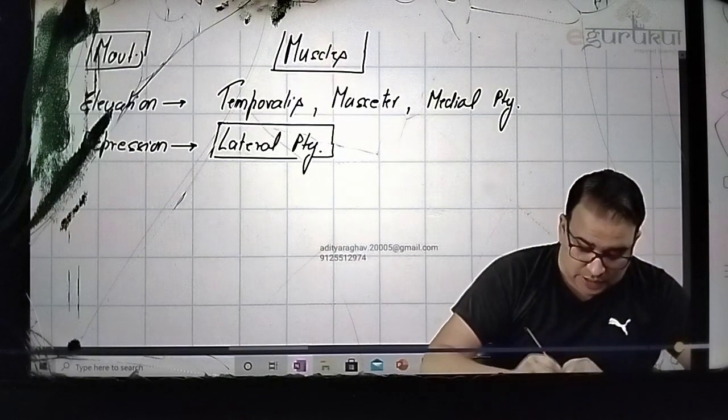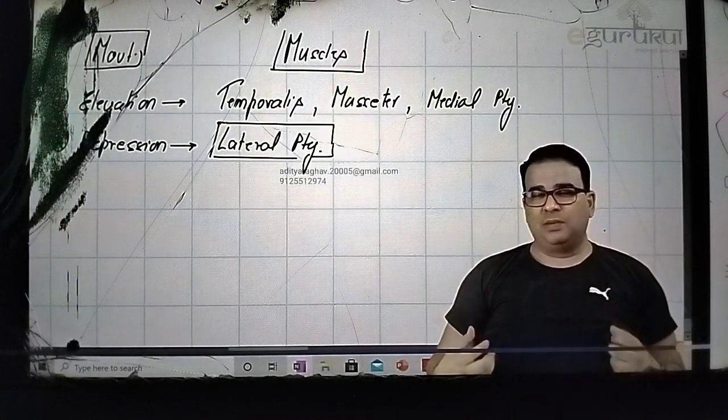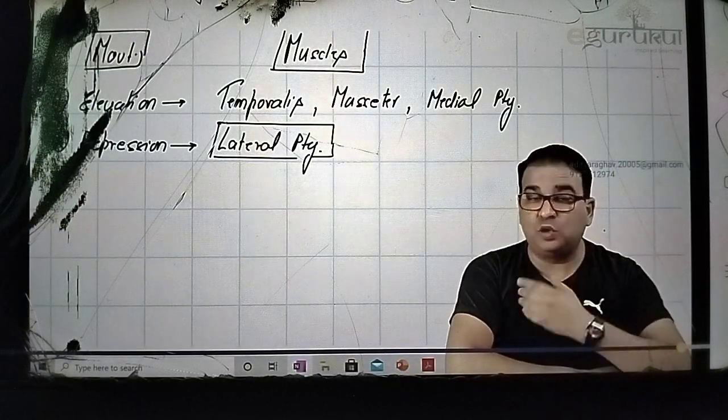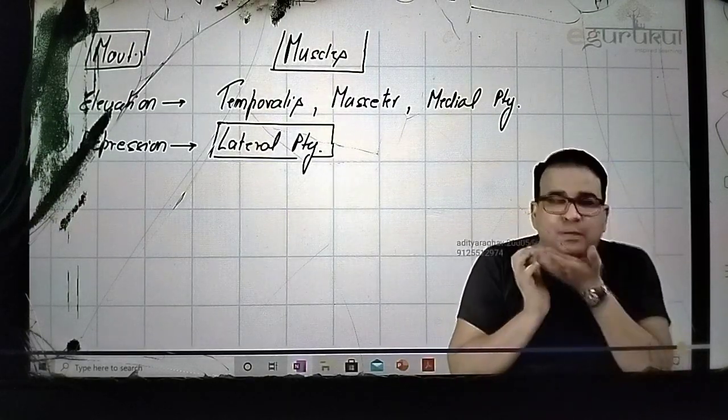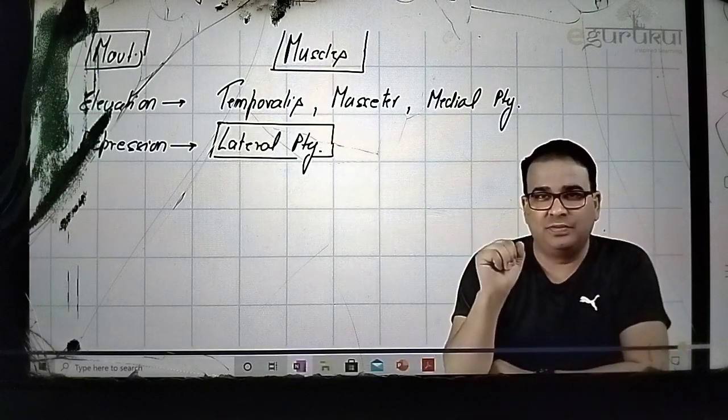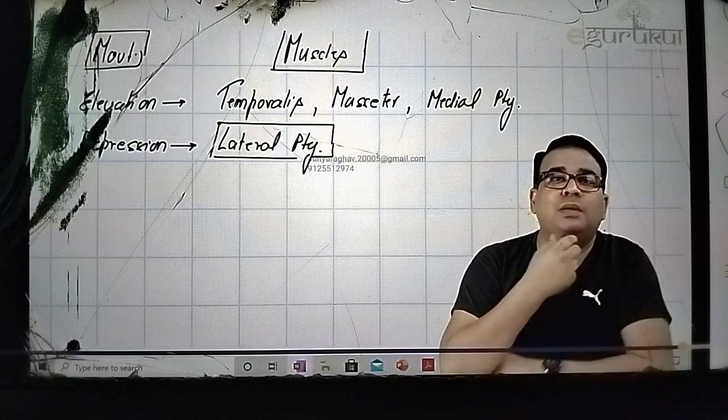But the important thing is, if you have to excessively open the mouth, like look at me guys, that's a normal opening of mouth. But if I excessively want to open the mouth, or open my mouth against the resistance, if I put a pressure below and then try to open my mouth, then lateral pterygoid muscle alone is not enough. It needs help. Lateral pterygoid will need help from the muscles which are present below.